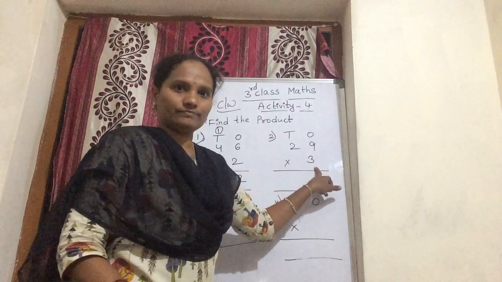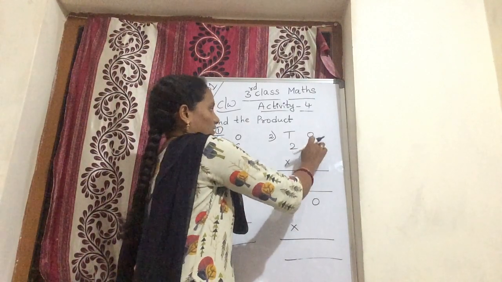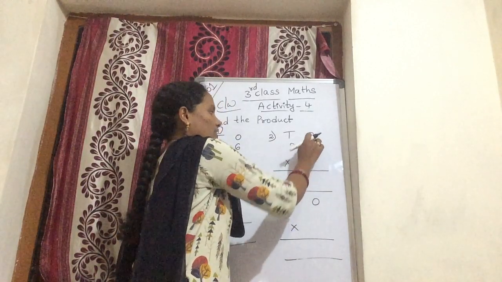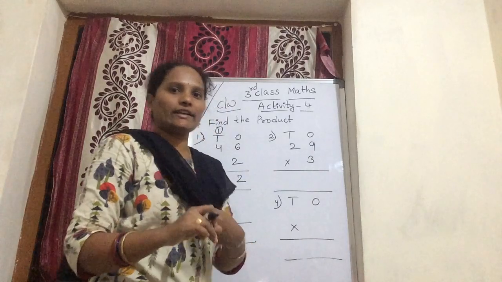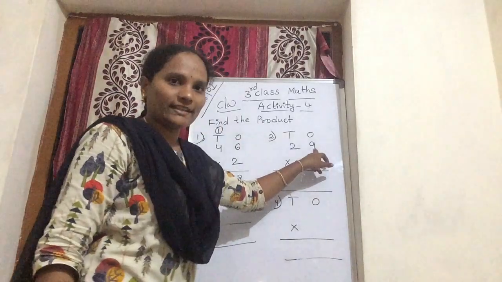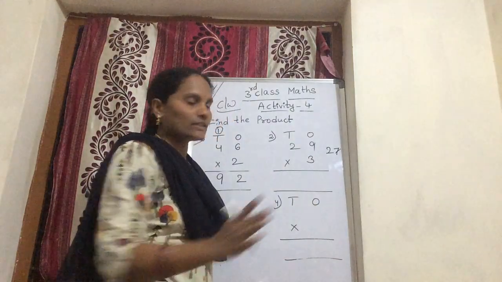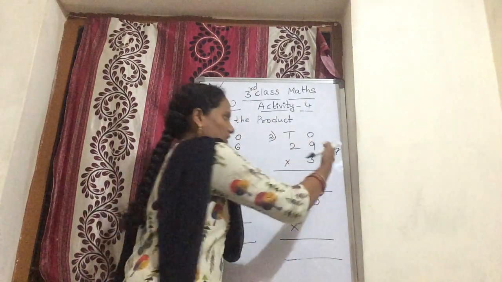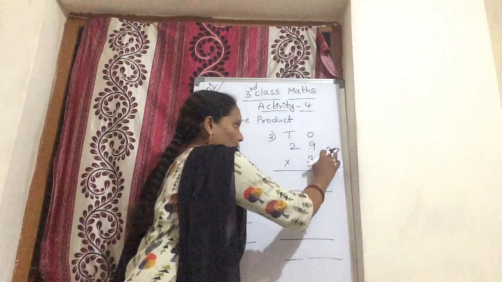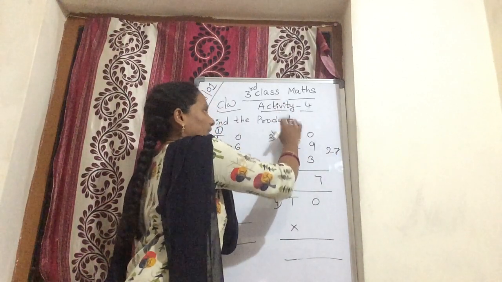Now next one more. 29 into 3. First you multiply by the ones place. In ones place which number is there? 9. So 9 into 3. 3 nines are... We know the 3 table. Read it once. 3 table. Now tell me. 3 nines are 27. In 27, Amma, 7 is the ones, 2 is the tens. So this 7 you put in ones place. This 2 is carried over to tens place.